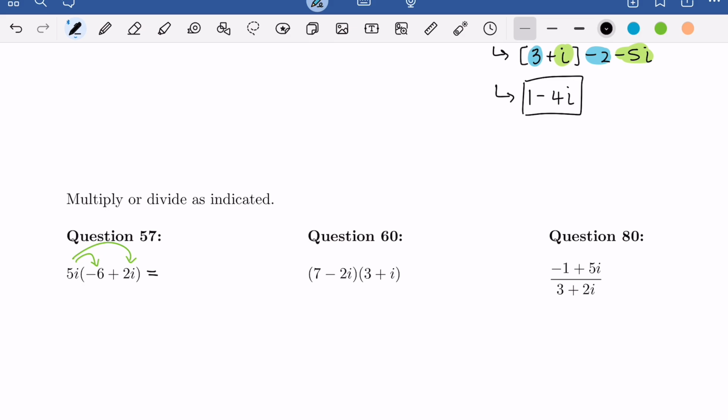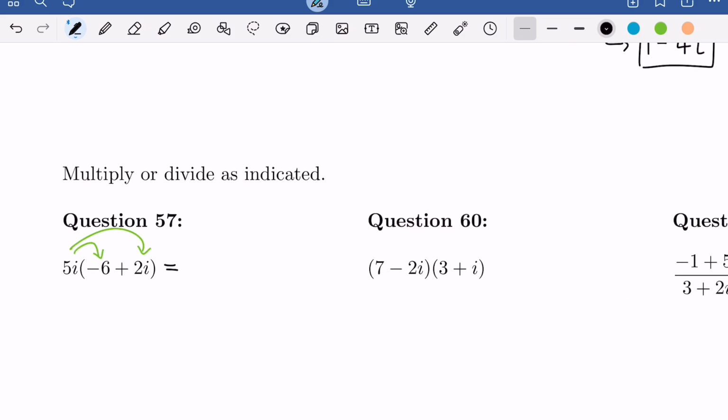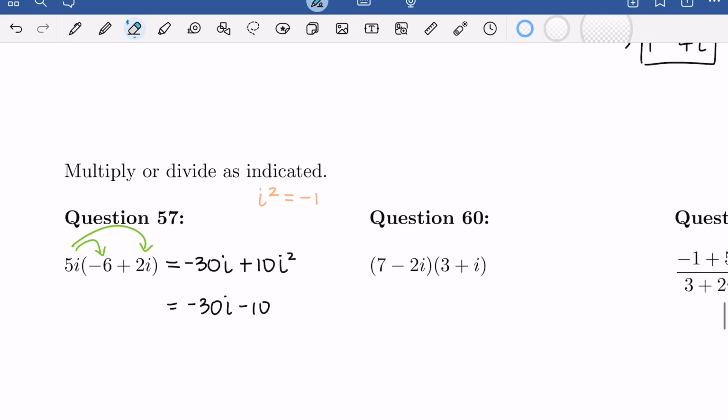So what we're going to be left with here, we have 5i times negative 6, so this will just give us a negative 30i. And then we have 5i times 2i, so this is going to give us a 10i squared. So let's simplify this. We still have this minus 30i here for our first term, but if you remember, i squared is equal to negative 1. So this guy here is going to end up being minus 10, because we got rid of that i. So this would be our final answer here.